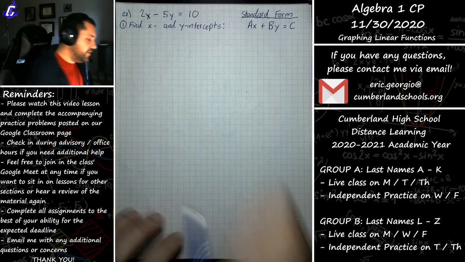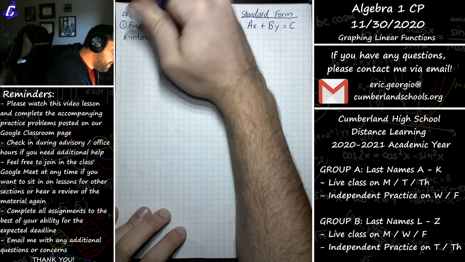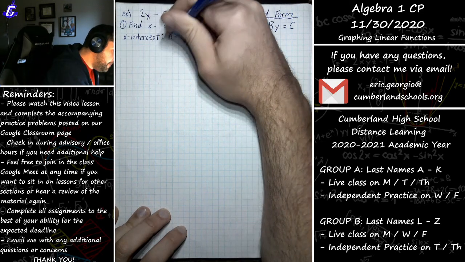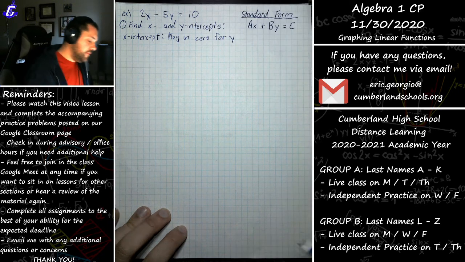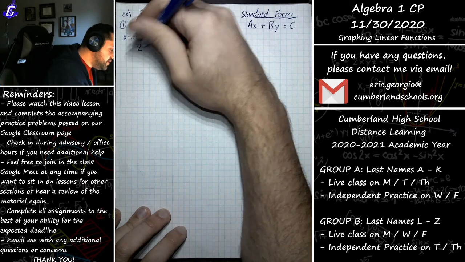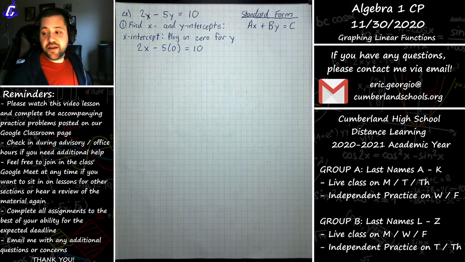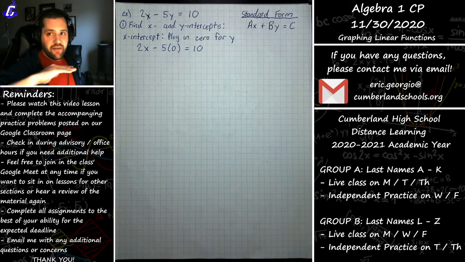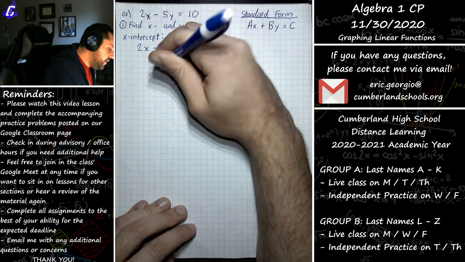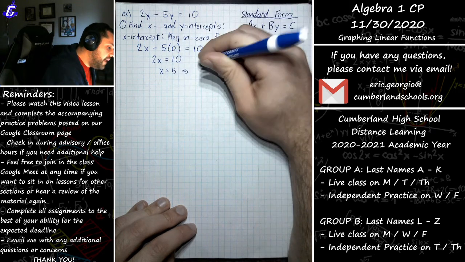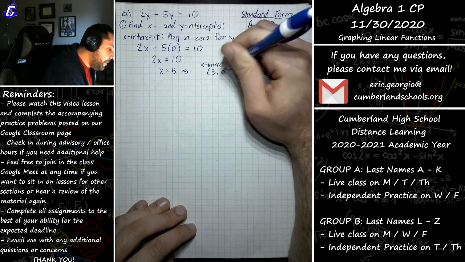We can find our X and Y intercepts by first plugging in 0. So I can find my X-intercept by plugging in 0 for Y, right? So I would say that my X-intercept is 2 times X minus 5 times 0 is equal to 10. If you recall, that's because any point on the X-axis would have Y coordinate of 0. So that means that 2x is equal to 10, and therefore x is equal to 5, meaning that my X-intercept is at the point 5, 0.